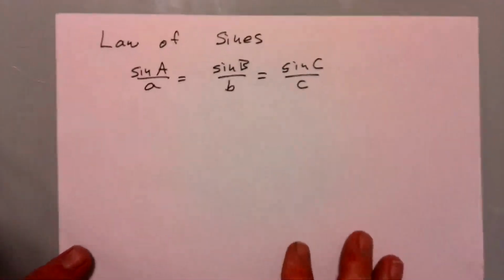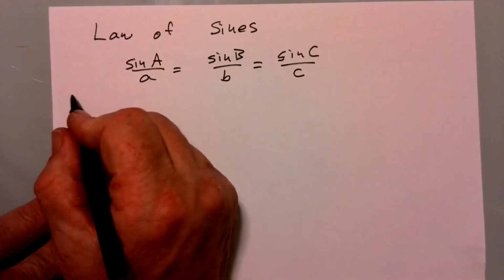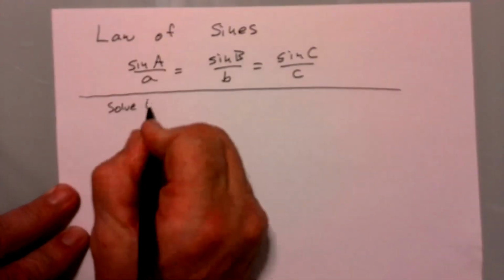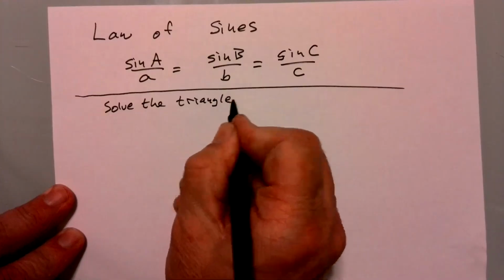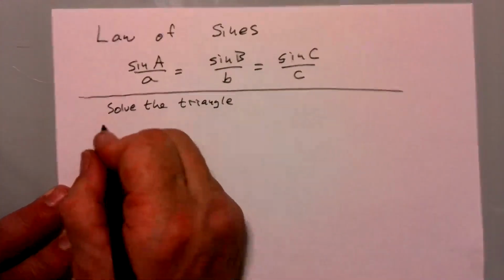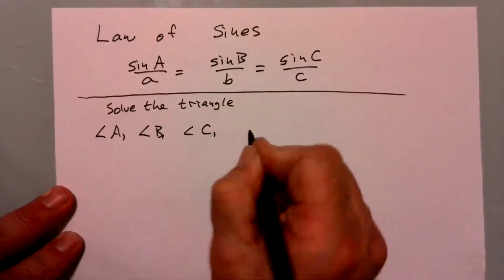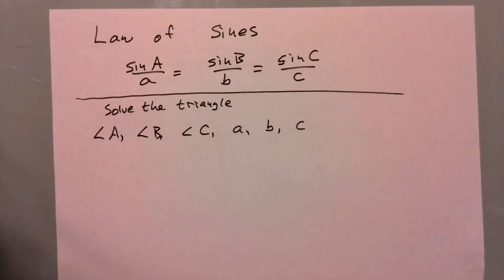So that's something that I often ask you to do. So just so we're clear on that, if I ask you to solve the triangle, we need to have 6 bits of information. I need angle A, I need angle B, I need angle C, I need side A, I need side B, and I need side C. So here's the first example that we're looking at.